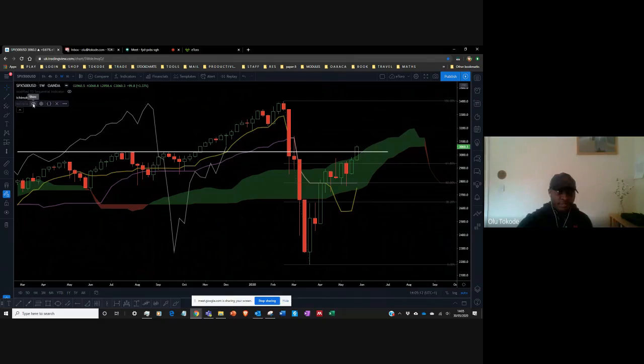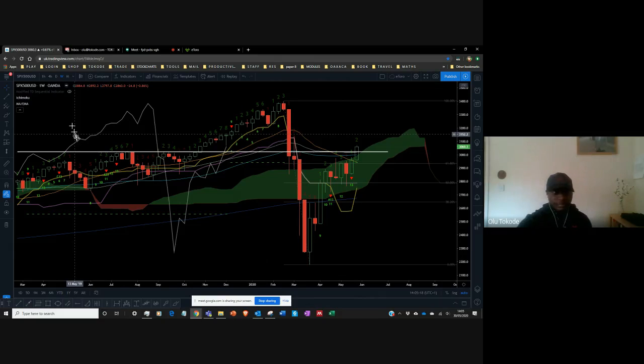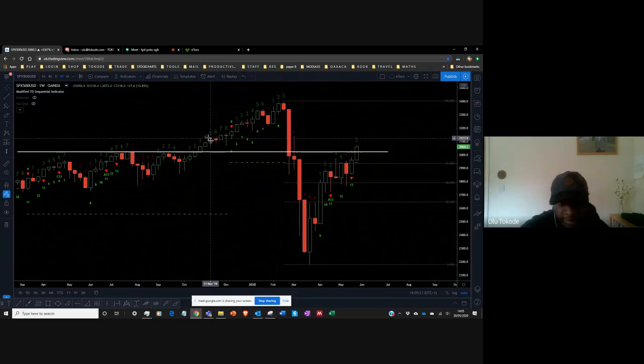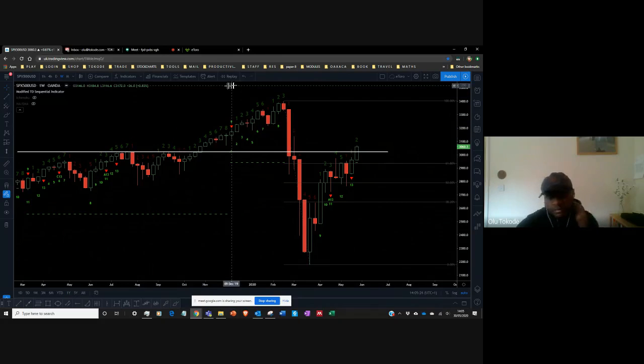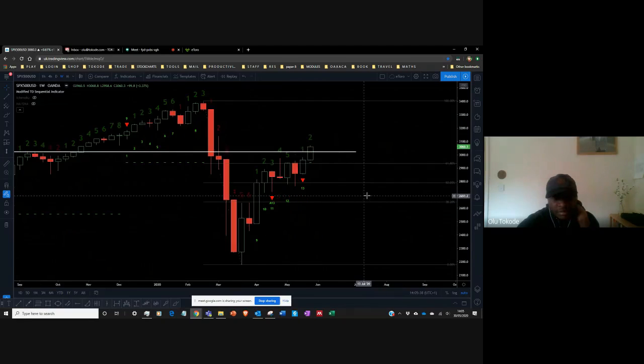But if I turn this off and go to this indicator, this is the TD sequential. It's called the TD sequential. It has all these numbers there. It's not looking very bullish. I have this arrow pointing downwards. That's sequential 13. That's a sell setup.